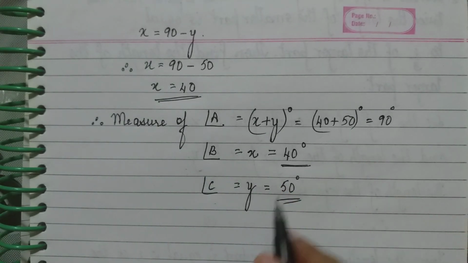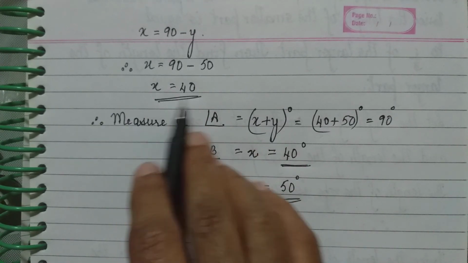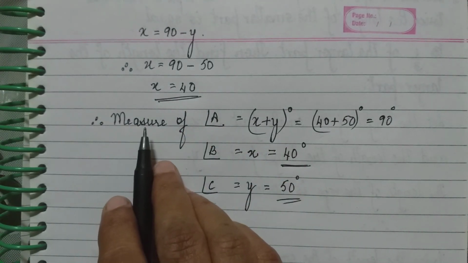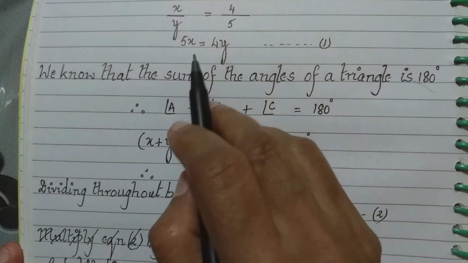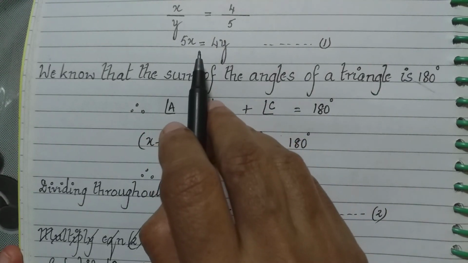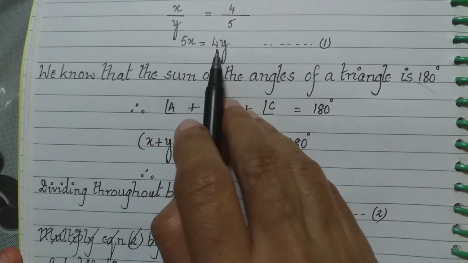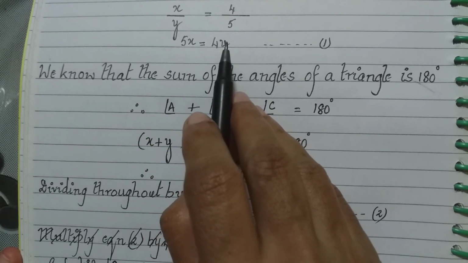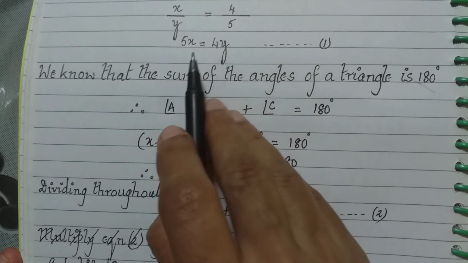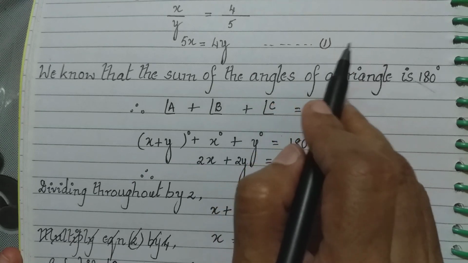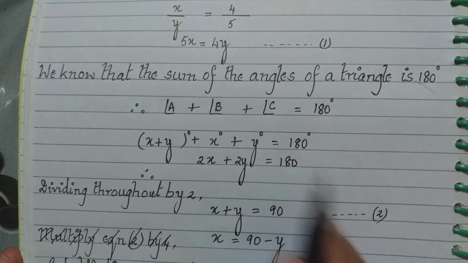Okay, so now I have got all the values of the measures of angle A, angle B and angle C. Now what will we do? We will check whether our answers of x and y are right. x is 40, y is 50. Let us check. If x is 40, 5 into 40 is 200. Here y is 50, so 4 into 50 is 200. So 200 equals 200. This condition is satisfied. Therefore, the left hand side equals the right hand side.